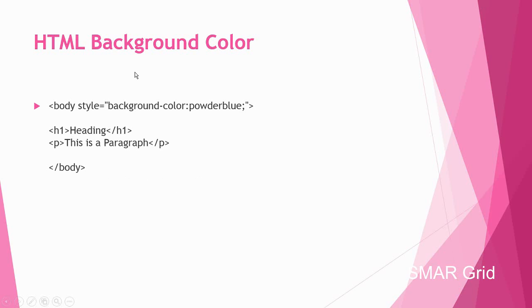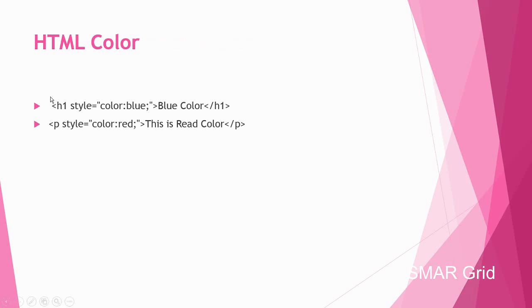Suppose you have written an HTML page and you want to set the background color for the entire page. Here is an example where this is a body tag, with starting and ending tags, as you already know. We give a style, background-color: blue. This is an example where we can set the background color, and we will see the example in detail after these slides. Next, this is a simple heading tag, and this is a paragraph tag.